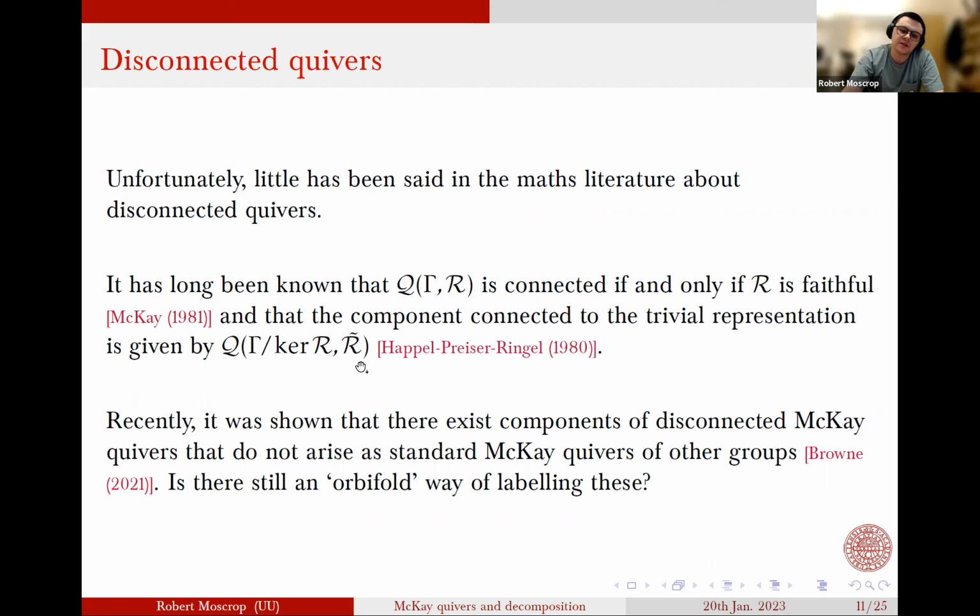And then it seems like there's been very little said in the maths literature until a paper recently by Hazel Brown. Now, a lot has been said in the physics literature, I should say. The physics pushed these features, but in terms of the pure mathematical way of describing these things, it's not really been fleshed out.